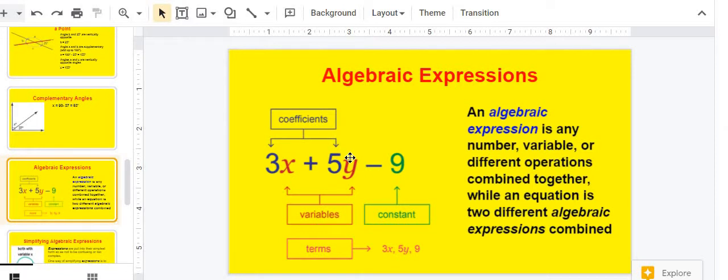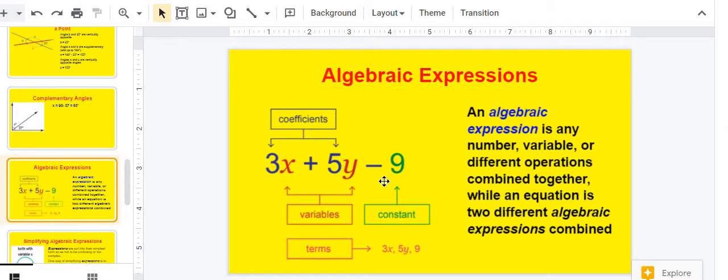Algebraic expressions don't have an equal sign, while equations have an equal sign. Both of them have numbers, variables, and different operations. So that is what they have in common. However, remember that expressions have no equal sign, so you'll notice that in this example, there's no equal sign there, while equations have an equal sign.